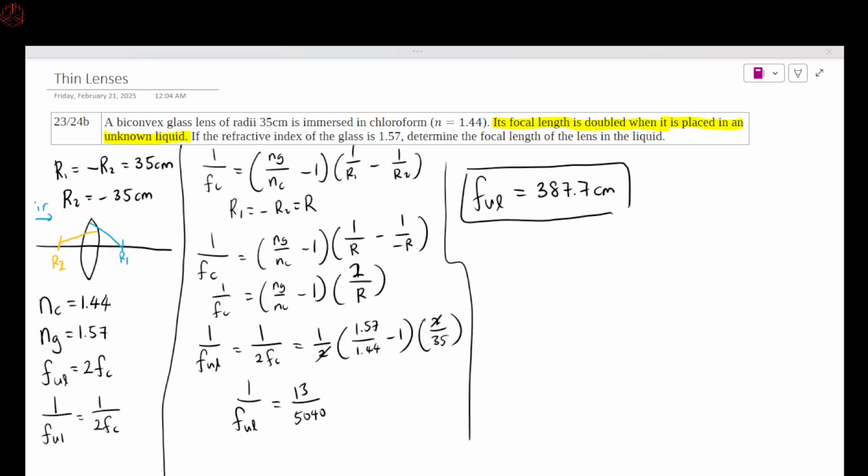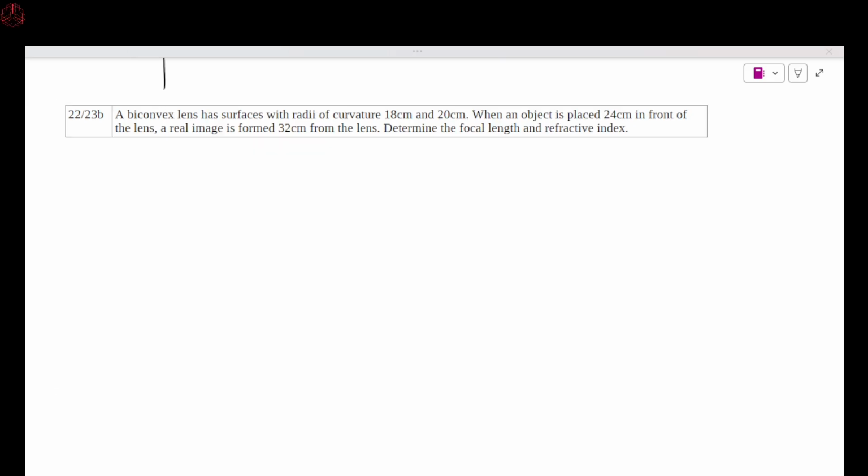Let us now proceed to the second question. Okay, now we are on the second question. Again, we have a biconvex lens with surfaces of radii of curvature of 18 centimeters and 20 centimeters. So that means I'm going to have R is either positive 20 comma negative 18 centimeters, or I have R equals 18 comma negative 20.